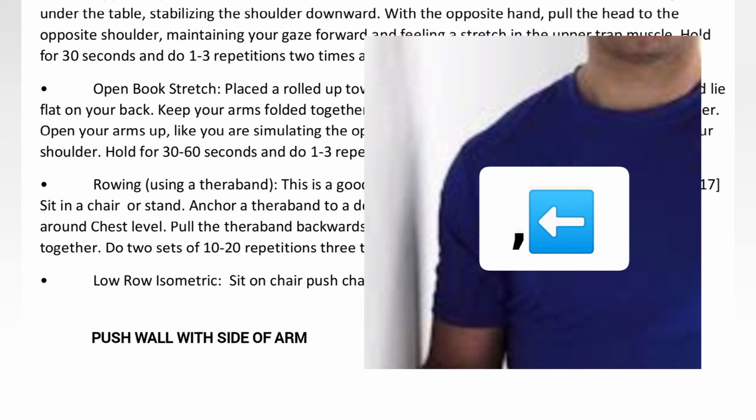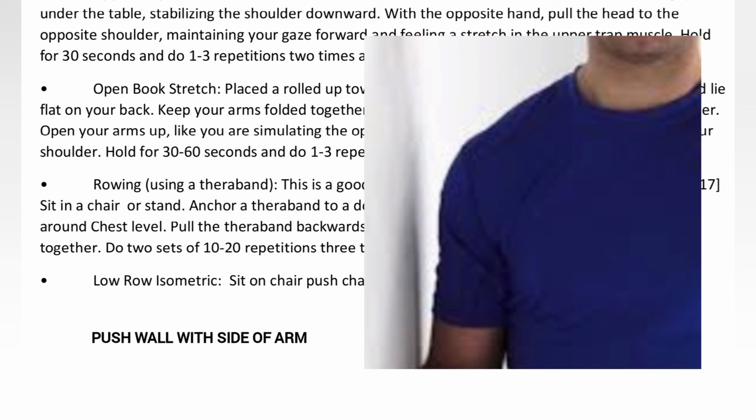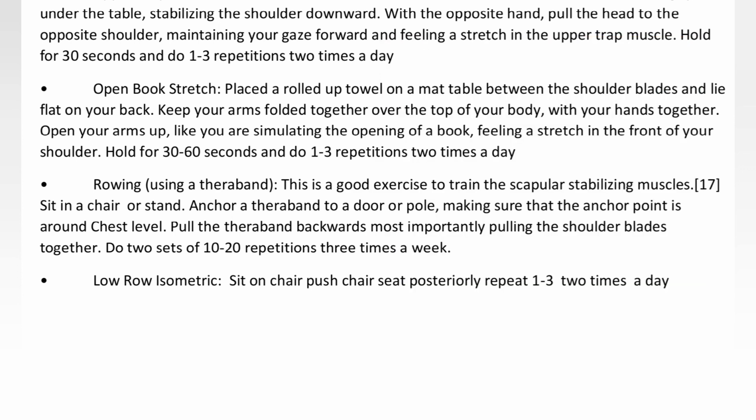Next is an exercise which is not mentioned in this PDF. This is a wall push. Ask the patient to stand sideways in front of a wall and push the wall from your humerus, from your arm. Repeat this activity 1 to 3 repetitions twice a day. That's all.